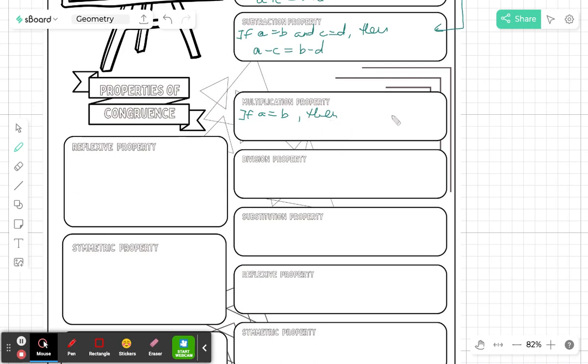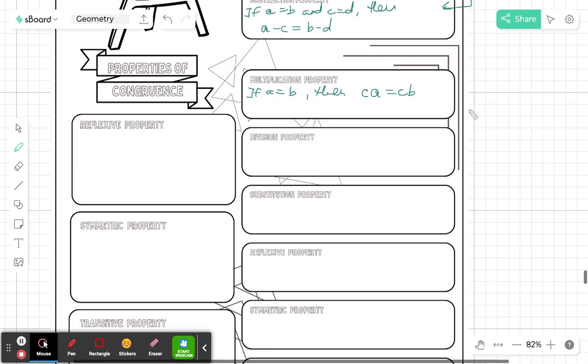Similarly, for multiplication property, we are going to start with if A equals B, then there is no C equals D, then C times A is going to be equal to C times B. If I multiply both sides of equality by the same number, it's going to stay the same.